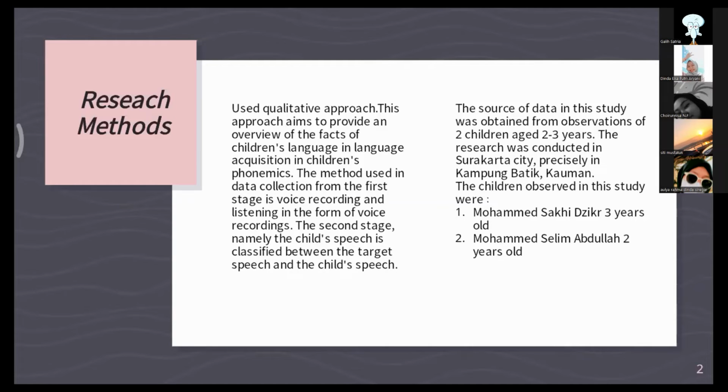The source of data in this study was obtained from observation of 2 children, aged 2 and 3 years. The research was conducted in Surakarta City in Kampung Batik Kauman. The children observed in the study were Muhammad Sahidikar, 3 years old, and Muhammad Salim Abdullah, 2 years old.